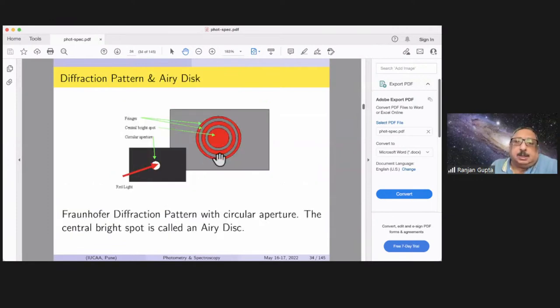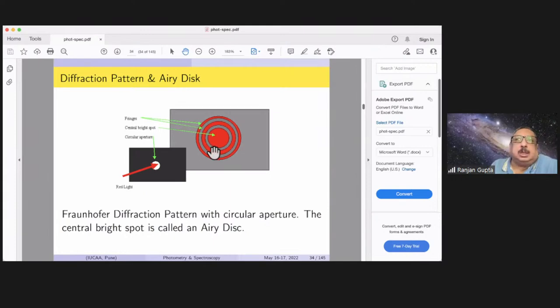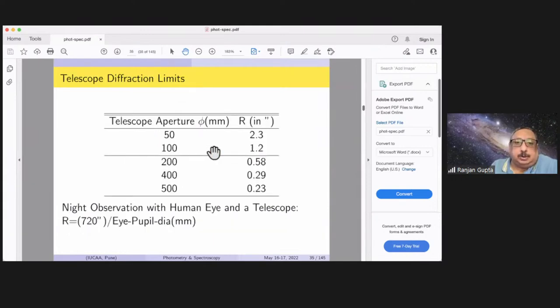So this is about the Airy pattern, which you nicely see if it is a perfect star with no twinkling. I'm coming to twinkling very soon. Steady sky, you will see the rings. These are the plots which I showed.